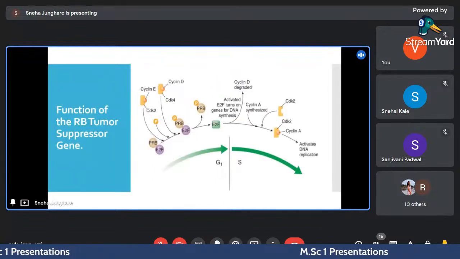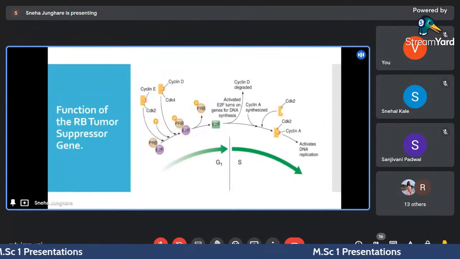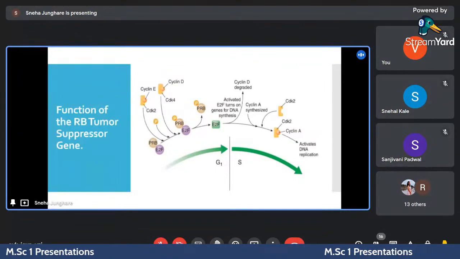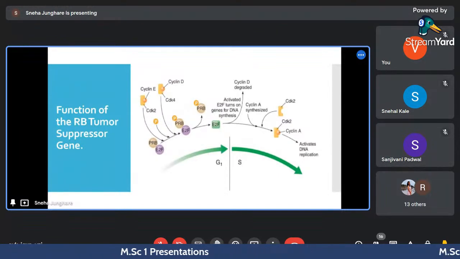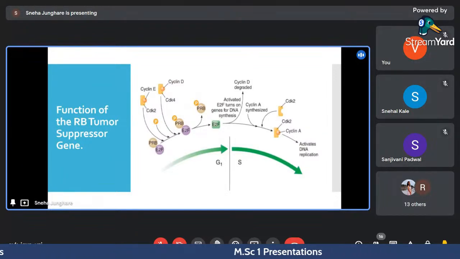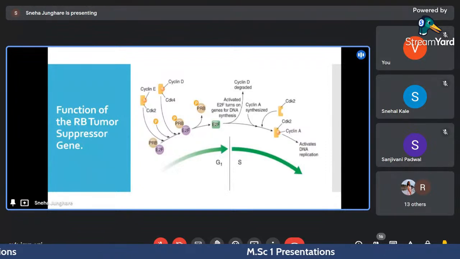Now, the function of the retinoblastoma tumor suppressor gene: pRB is involved in regulating the cell cycle at the G1 to S checkpoint. At the G1 to S checkpoint, two CDK cyclin complexes form during the G1 phase, CDK4 cyclin D and CDK2 cyclin E. These complexes cause the progression to the S phase by catalyzing a series of phosphorylations of cell cycle controlling proteins, including pRB.